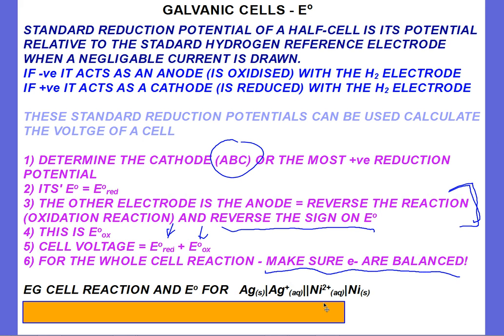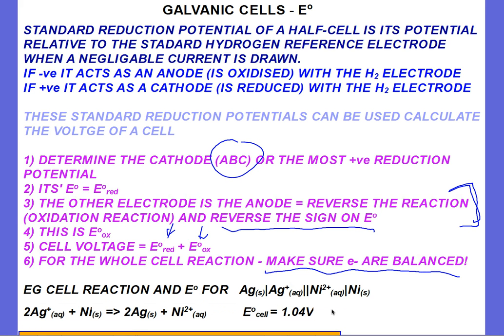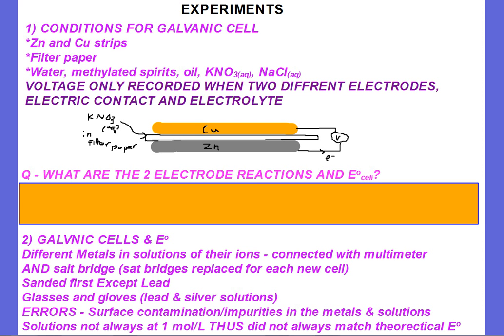Okay, so looking at this one, the cell reaction at E0 for this particular cell, what I figured out was that the silver would be the cathode, therefore the silver would be reduced. So I've got 2 silver ions plus nickel goes to 2 silvers plus a nickel ion. I had to double the silver reaction because it needed to have 2 electrons to balance the nickel reaction, and I found the cell potential was 1.04 volts, and I hope I haven't made a mistake there because I forgot to double check. Let's move on.